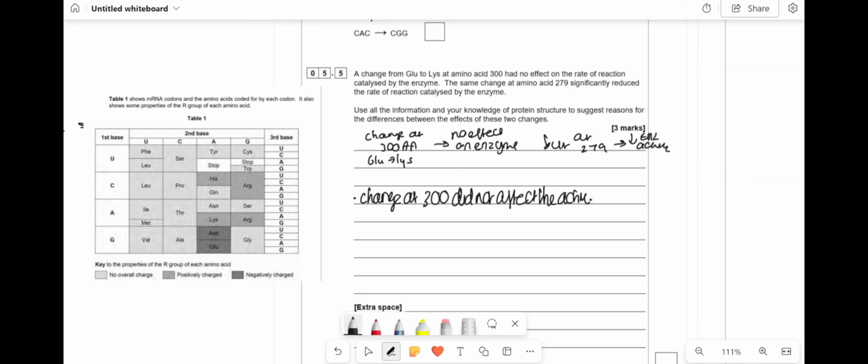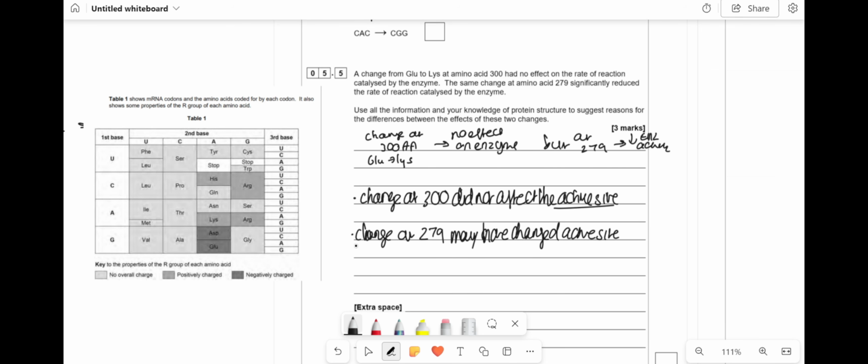You can't just say 3D structure. That means nothing. It is the active site. Otherwise, the enzyme wouldn't work, right? However, the change at 279 may have changed the active site. There's literally no other reason why the enzyme activity would drop.